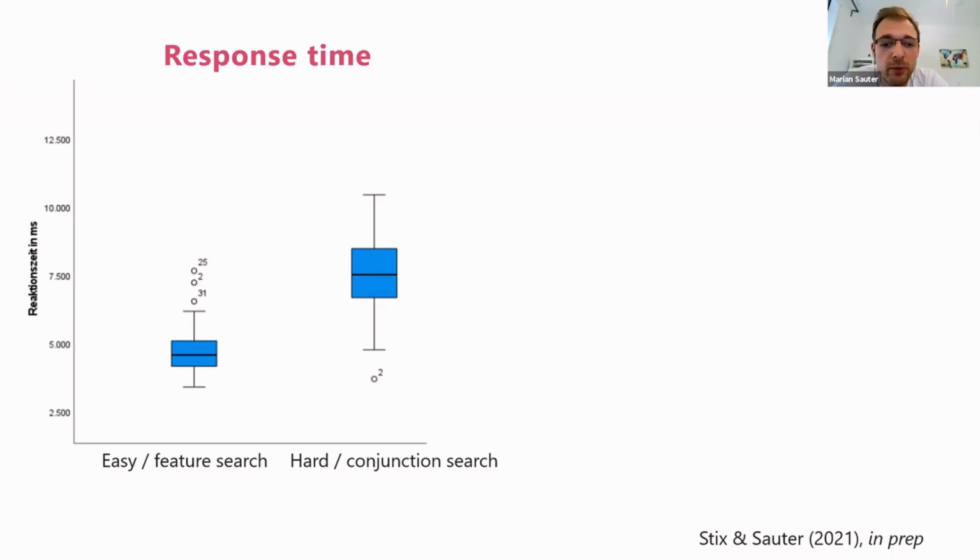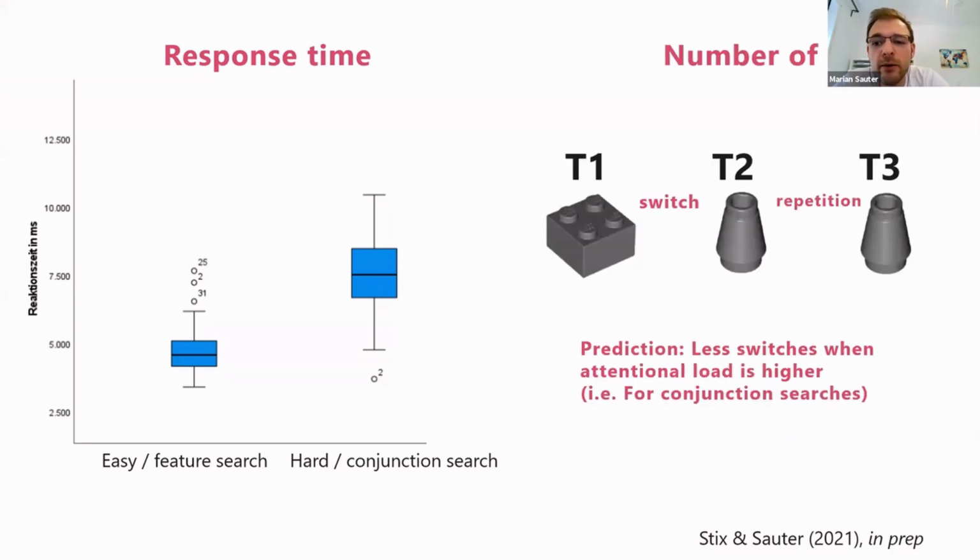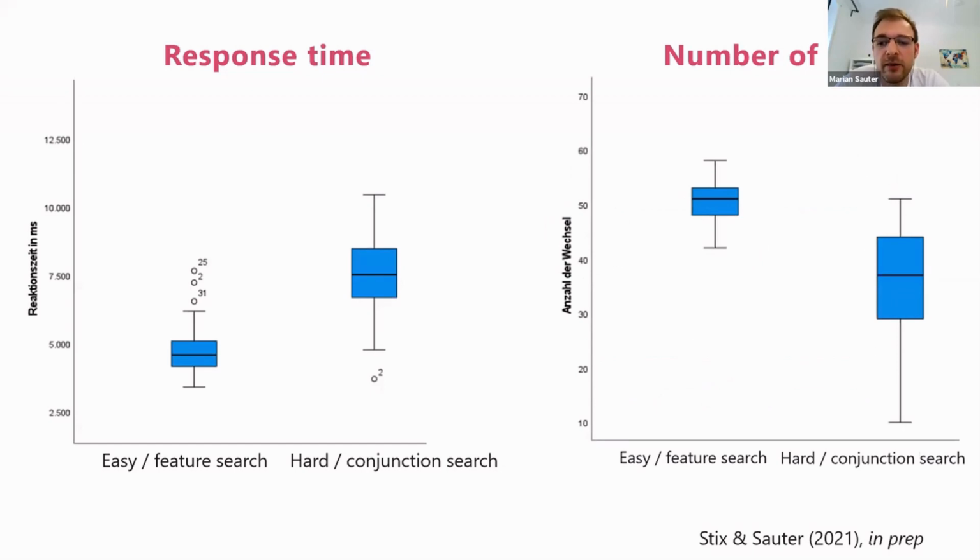Apart from that, we also looked at switching. If you, for example, find a brick first, if it's your target, and then find a cone, that would be a switch of 2 targets. And if you find a cone and then a cone, that would be a repetition, so no switching. The prediction would be that fewer switches occur when the attentional load is higher, which was for conjunction searches in our case. And what we found is indeed this is the case. Participants tend to switch less in the hard conjunction search condition. So they repeatedly search for the same targets, presumably because they have to focus so much on how the target feels as compared to the feature searches.